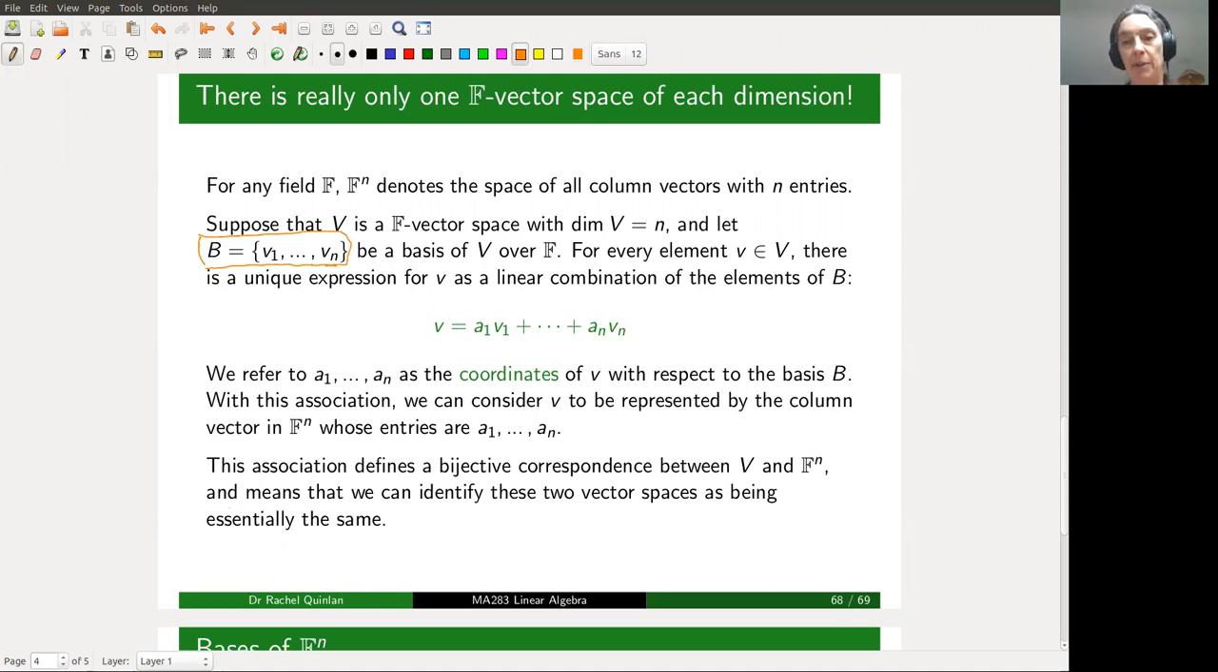So if we have any element V of this space, then there's a unique expression for V as a linear combination of the elements of the basis B. And the coefficients in that expression are A1 up to AN.